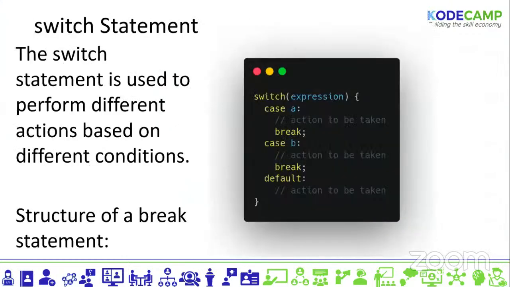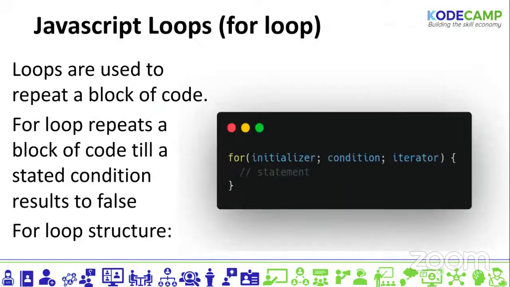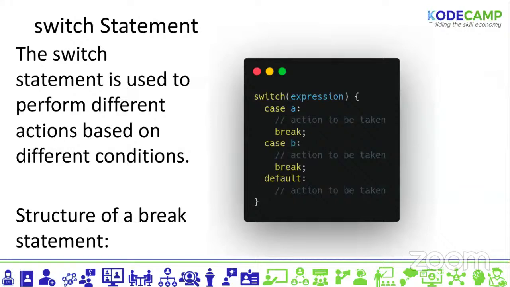Switch statements are used to perform actions based on different conditions. This is the basic structure of a switch statement. You have an expression here, and then you have case A, case B, and then you have a default here. The actions to be taken are inside these cases. Let's see how that works.